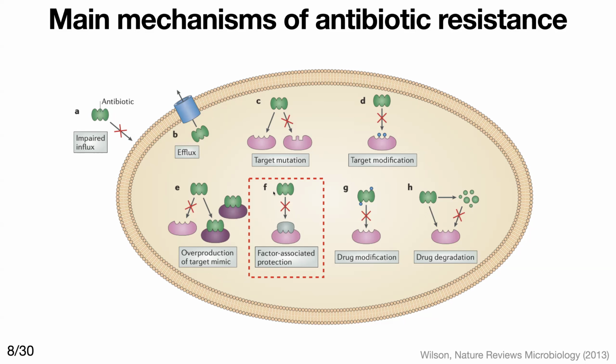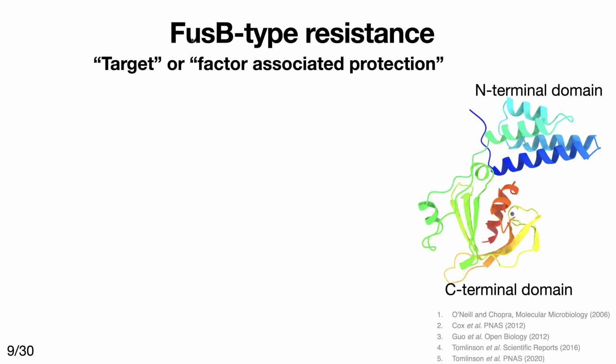So in the case of fusidic acid, this type of resistance is called FusB type. And as I said, it's target protection or factor-associated protection. And the resistance protein that does this is called FusB. And this is the crystal structure shown in a cartoon representation. And we say that it has two domains here, an alpha helical bundle, and this C-terminal domain that binds to zinc. So what do we know about FusB?